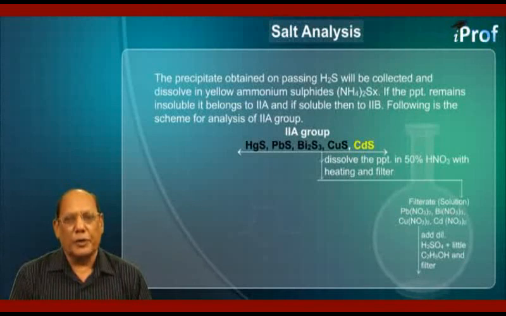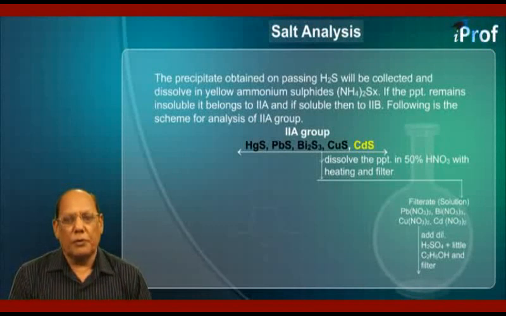We collect the precipitate and dissolve the precipitate in 50% nitric acid with heating and then filter. The residue will be mercuric sulfide HgS because it is not soluble in nitric acid. And the filtrate solution will contain lead nitrate, bismuth nitrate, copper nitrate and cadmium nitrate. So let us first discuss filtrate.